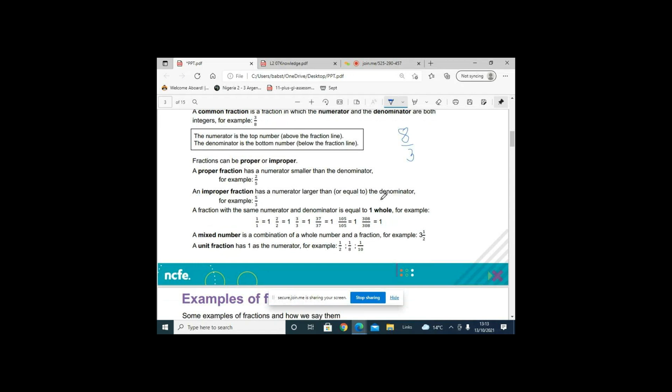So if you have the same number, for example, 8/8, the answer means what? It is 1. If you have 3/3, it is what? It is 1. So it's like a whole.